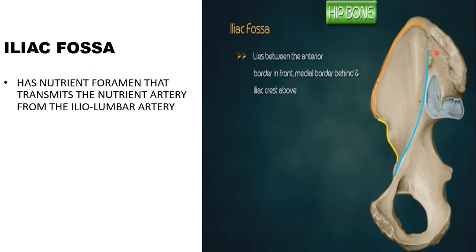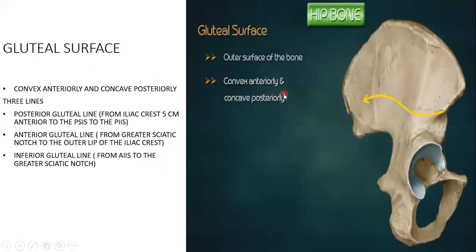Can you just mention the three lines of the gluteal surface? The first one, you can see that line there, right? That's the first line. It is known as the posterior gluteal line. That's where you've heard of the gluteus maximus, right? Yes. So the gluteus maximus will insert on the posterior gluteal line, somewhere there.